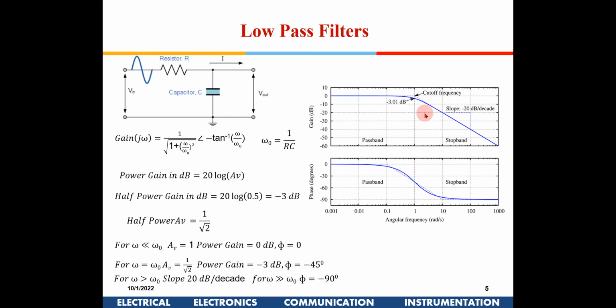Okay, so in this class we will just try to understand this is the corner frequency, after which there will be a 20 dB per decade fall. Okay, this is what a low pass filter does to an input signal.